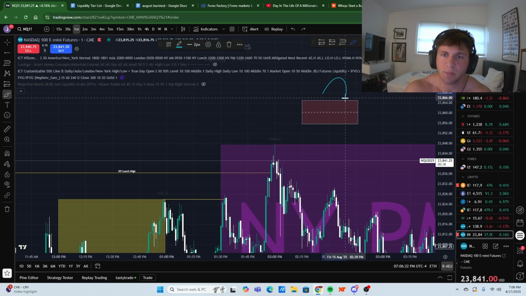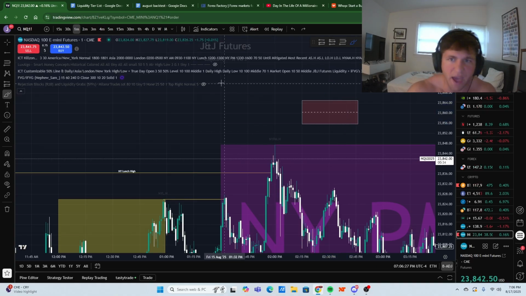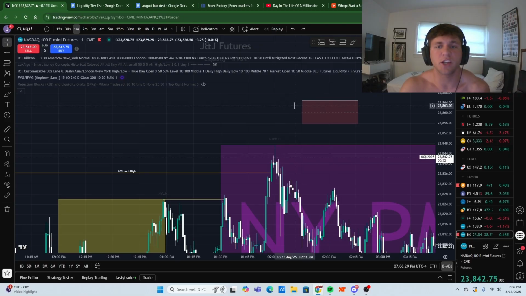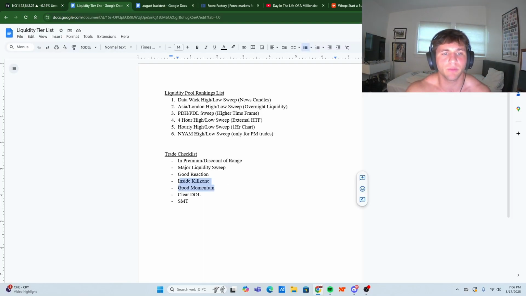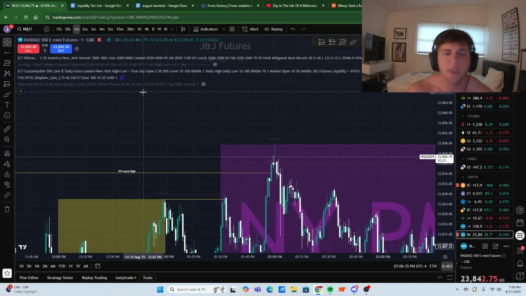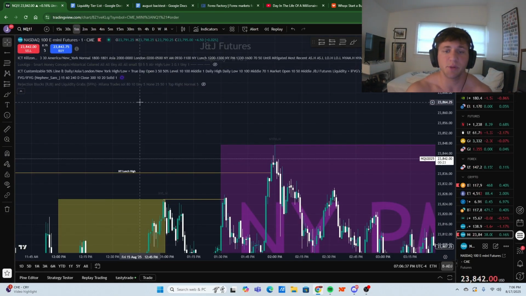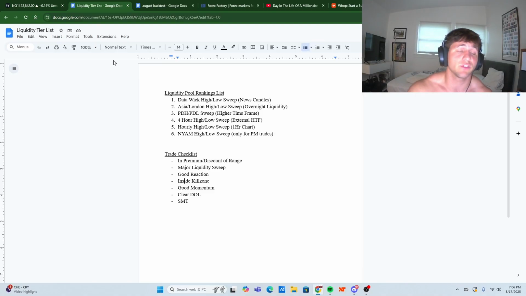I want us to V-shape and then just immediately displace and get a closed candle below the gap. That is what's going to make the trade money. All right, that's called displacement. Good momentum in displacing through the gap. That is so important, and a lot of people I know don't even take trades at all if there's no displacement. Then, clear draw on liquidity.